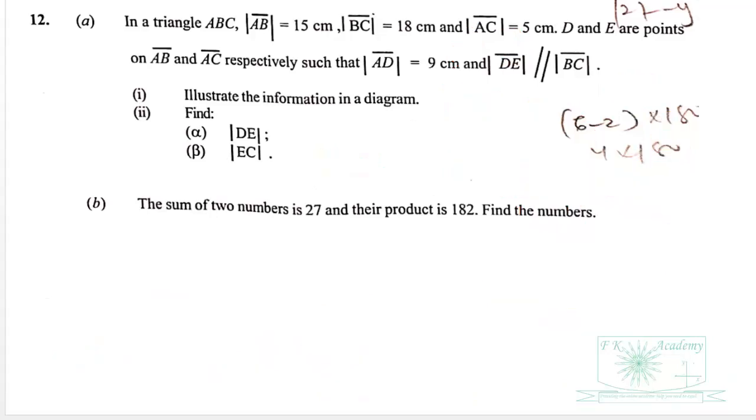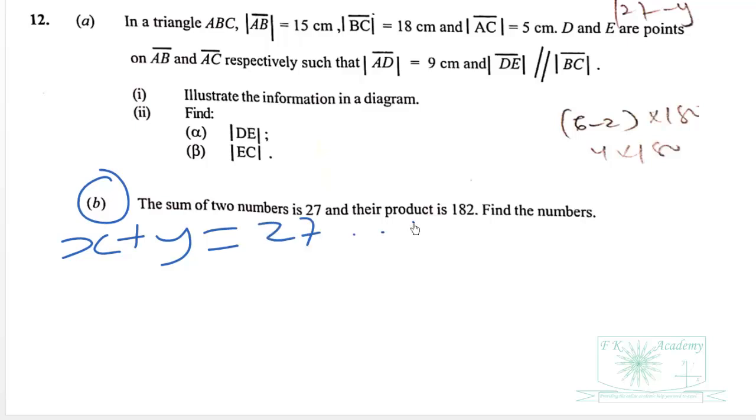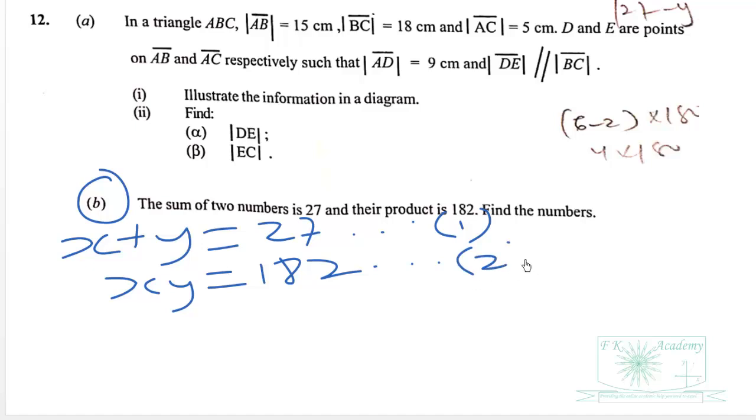Looking at the B part of the question, the sum of two numbers is 27. Let the numbers be x and y. We can call this our first equation. And their product is 182. We can call this equation 2. So we can make y the subject in equation 2.